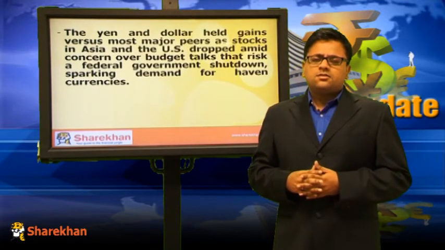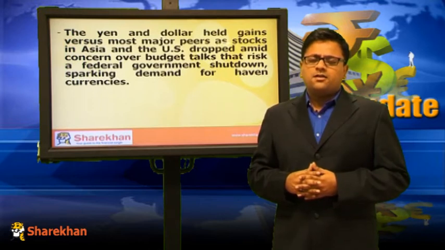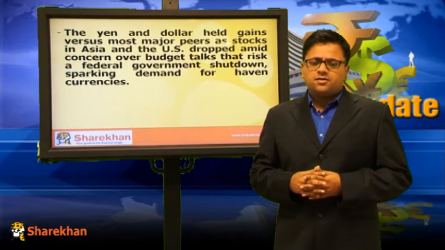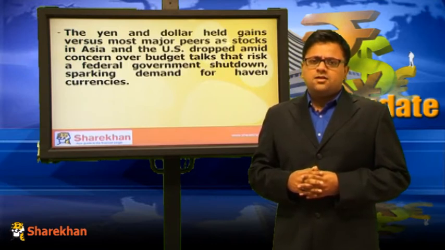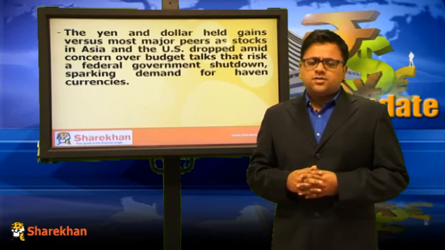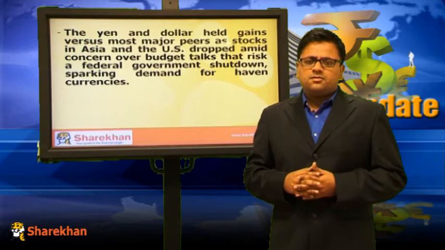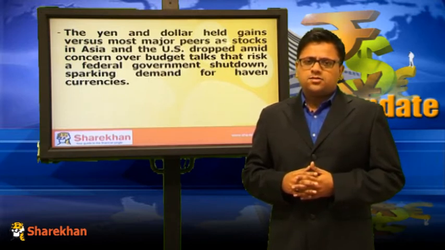The yen and dollar rallied on the basis of safe haven demand, and we had slight uncertainty and negative news developing from the US front as well, wherein the US Congress has to vote for a temporary funding bill before the deadline of Monday, and again we have the pressure of another debt ceiling limit breaching, which is hanging high over the US.